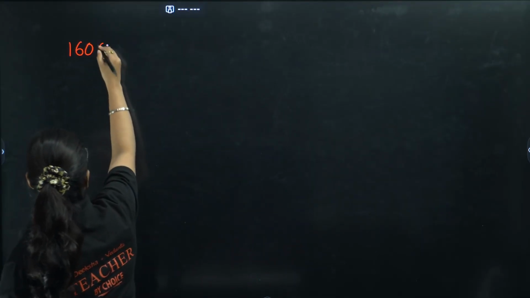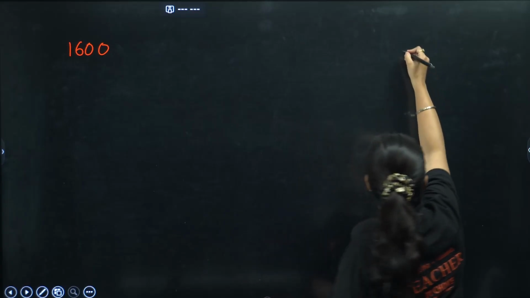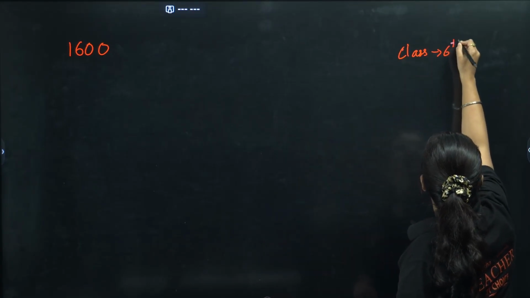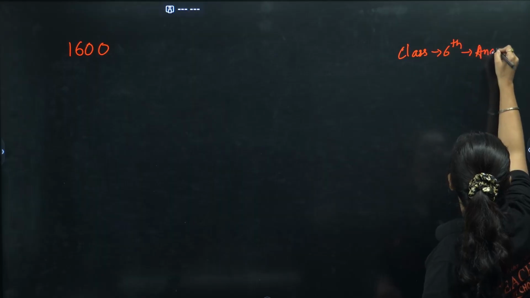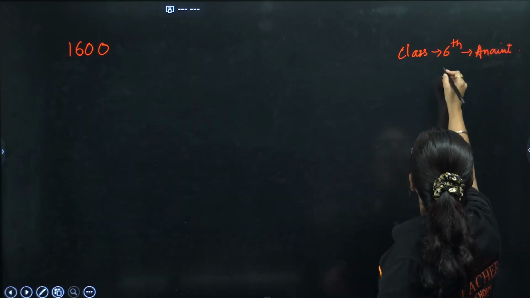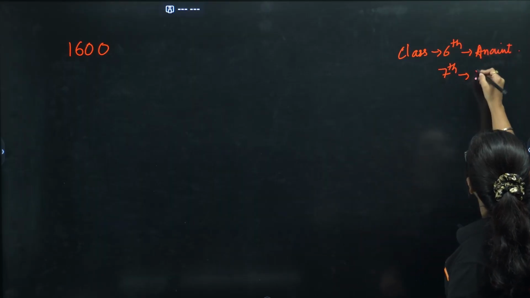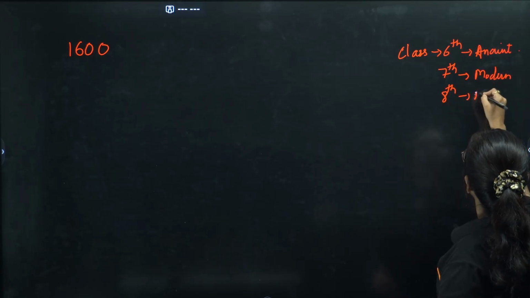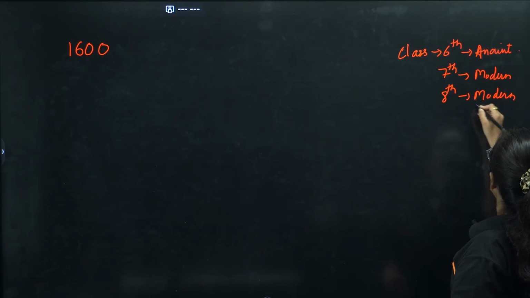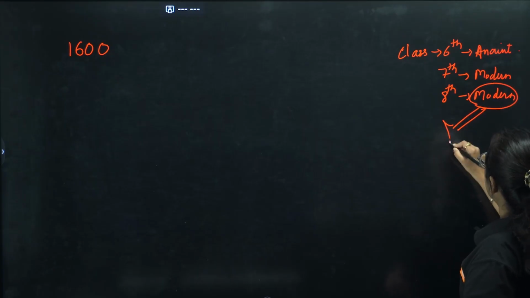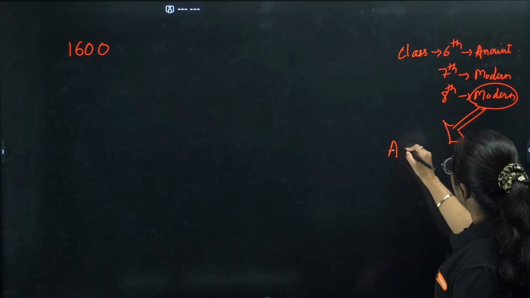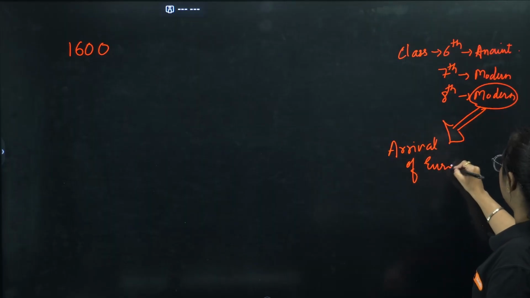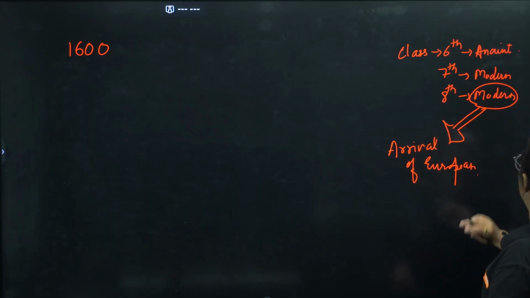Now, what happened? Just have a closer look: when you were in class 6th, you studied ancient history. Then when you were in class 7th, you moved to modern history. And then in class 8, it was modern history, okay? The time when we say that it is modern history, it is considered to be the arrival of Europeans.